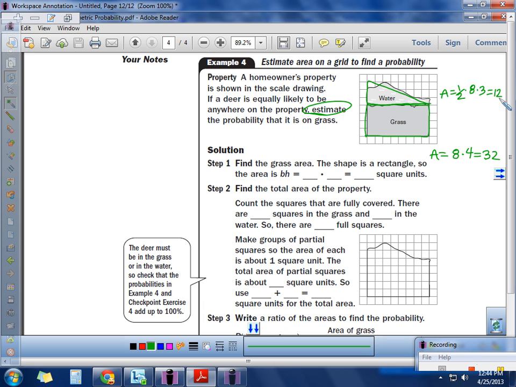So what we can do now is figure out the probability of being on the grass, which is 32 over the total. The total came from doing 12 plus 32, which is 44. If we do 32 over 44, we get approximately 60-something percent. Let me calculate it. We get approximately 72.7%. Now this is just an estimate. Obviously we're going to be a little off on this space and a little off on this space.